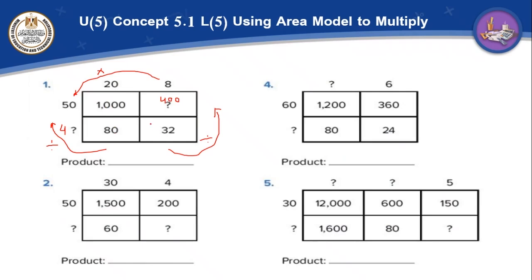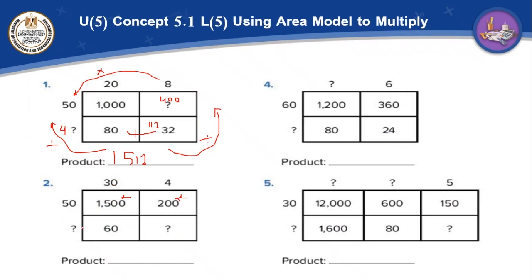80 plus 32, both of them added together because 2 digits plus 2 digits, you get 112. 112 plus 400, 512 plus 1000, 1512. Number 2, 30 by 50, 1500. 3 by 5, 15, 0 by 0, you have 2 zeros from right to left. 4 by 50, 4 by 5, 20, we put a 0 at the right.